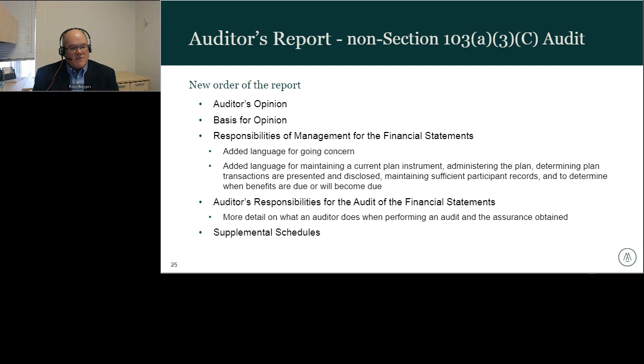And then it backs off and talks about the basis for that opinion, that the audit was performed under generally accepted auditing standards. There's a statement of our independence as your auditors now that's right in the opinion that wasn't there before. There's additional language in there about going concern and management's responsibility for assessing the going concern of the plan.